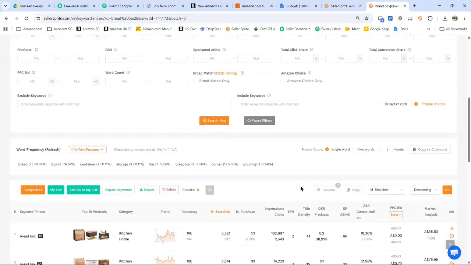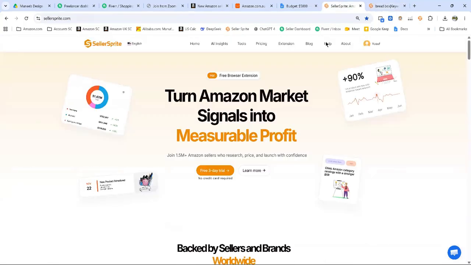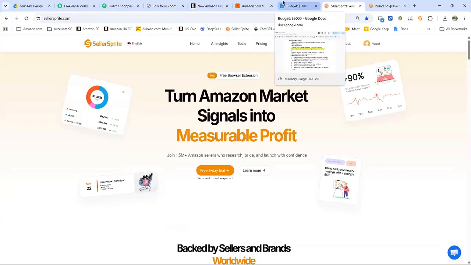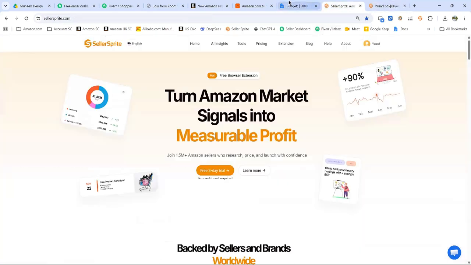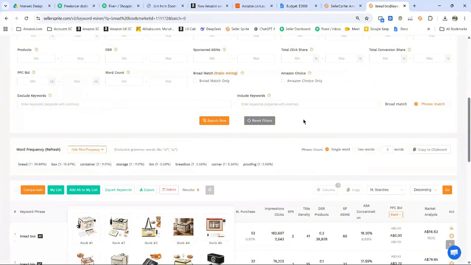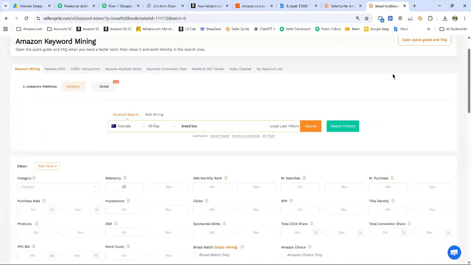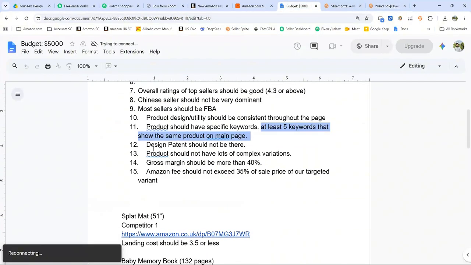So at least 5 keywords, this is for the Australian market as well, this criteria. At least 5 keywords should show the same product on the main page, because then we know that this product has got some revenue depth, some keyword depth, that later we can use in our marketing. Sometimes it's just one or two keywords in these small markets and small products. Then that's not recommended.